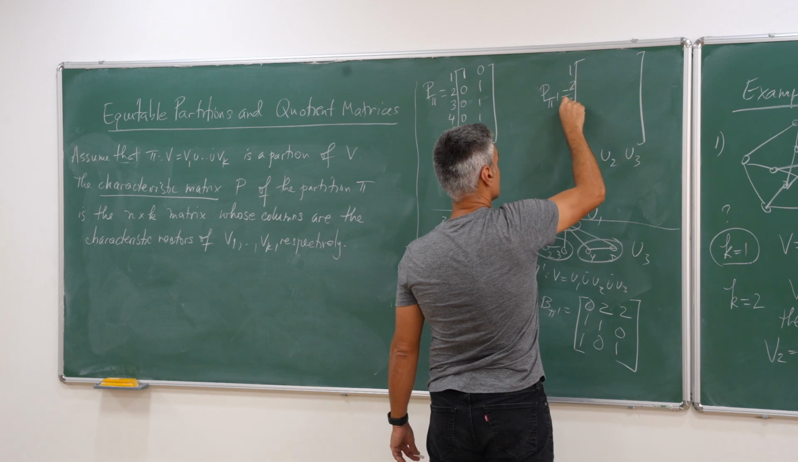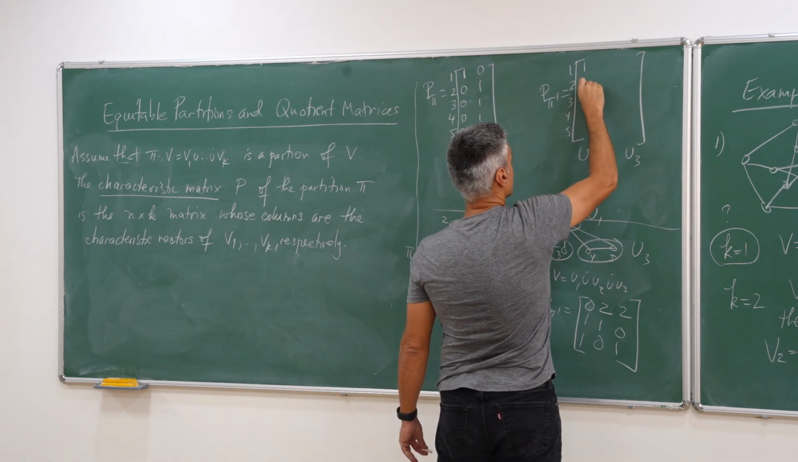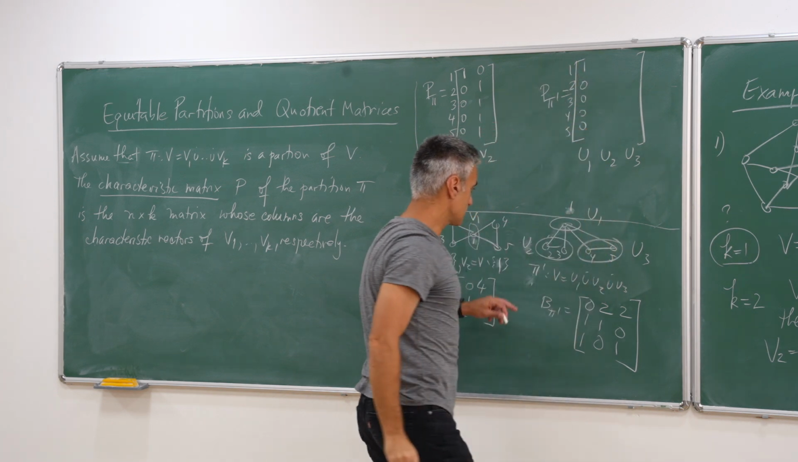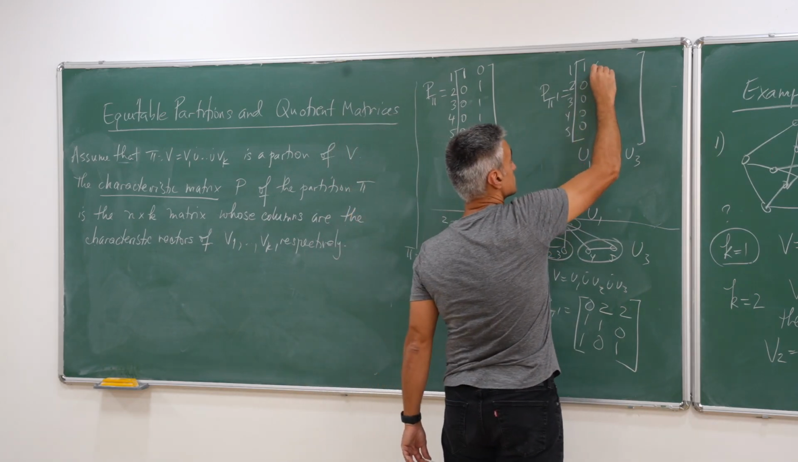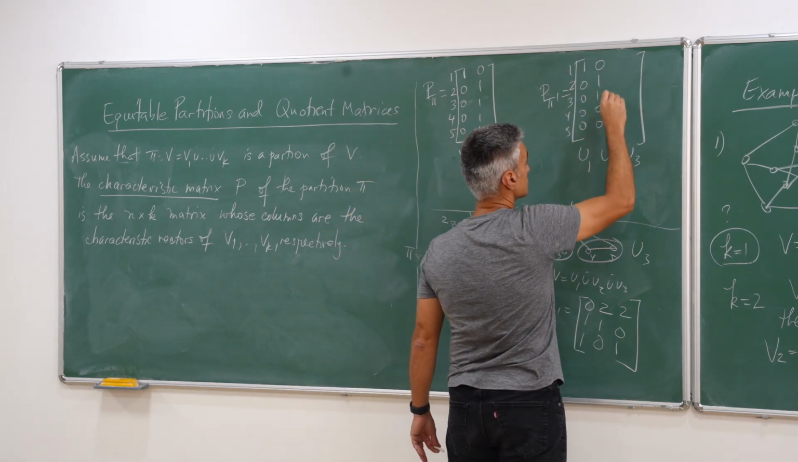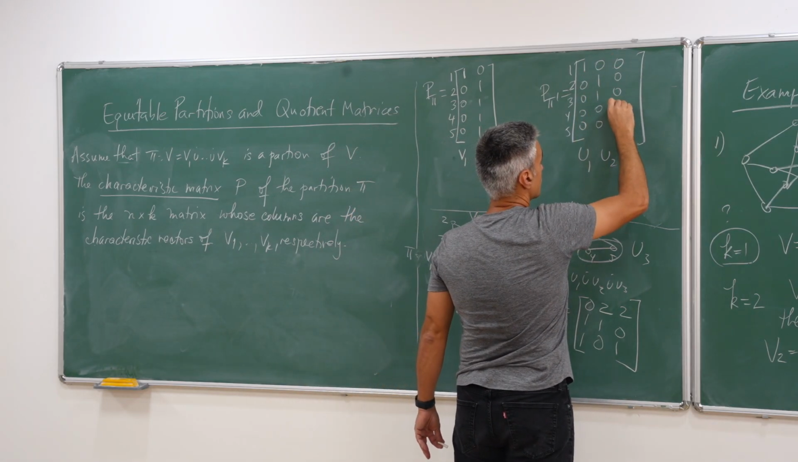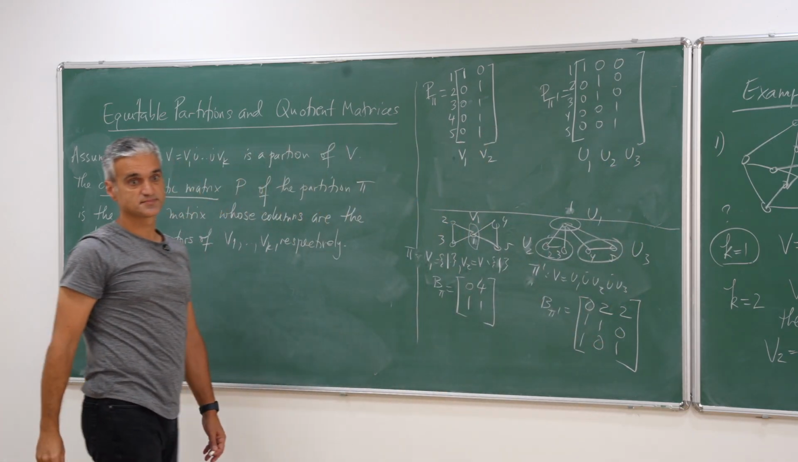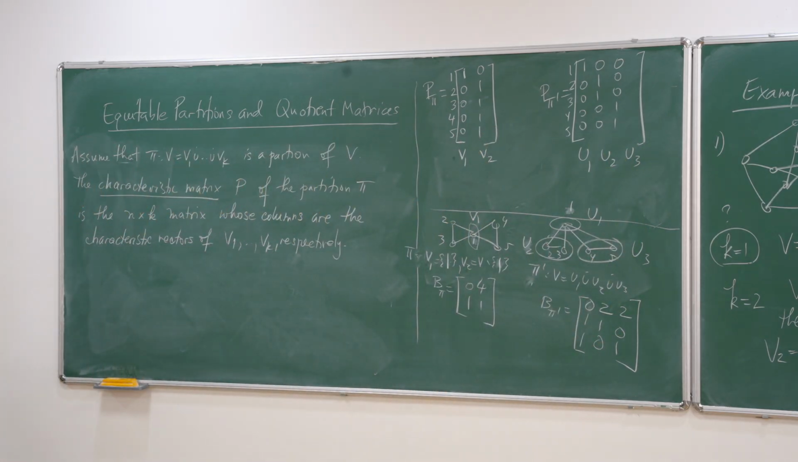The same labeling, 1, 2, 3, 4, 5. 1, 0, 0, 0. Then u2 is 2, 3. So it's going to be 0, 1, 1, 0, 0. And then 0, 0, 1, 1. Make sense?